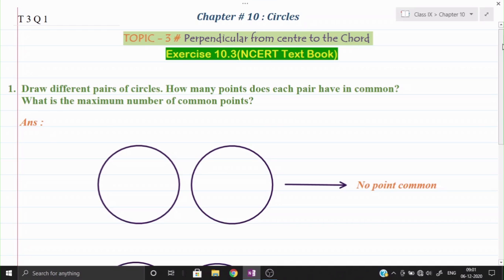First of all, they are saying you can draw different pair of circles, and they are asking how many points does each pair have in common. How many points will be common over there, and what could be the maximum number of points common. So see, I have drawn already here some pair of circles.